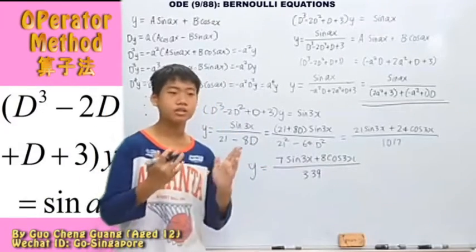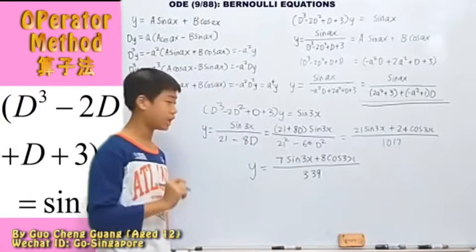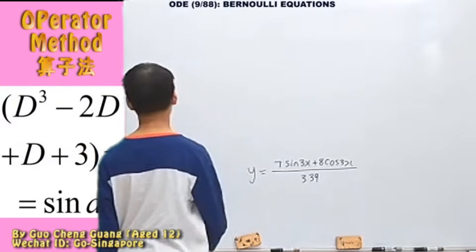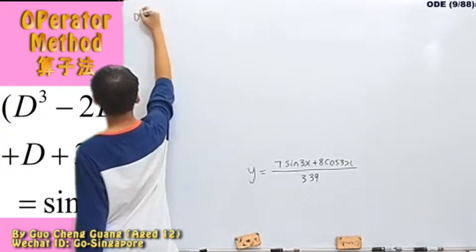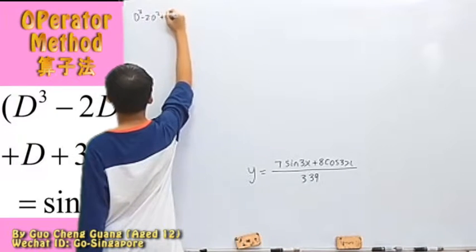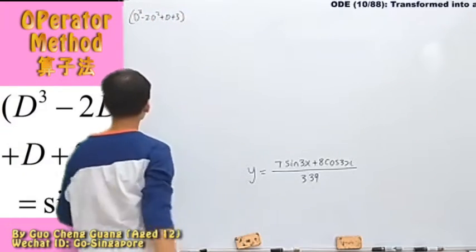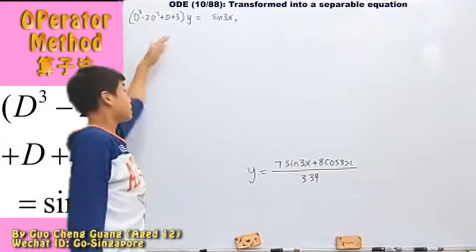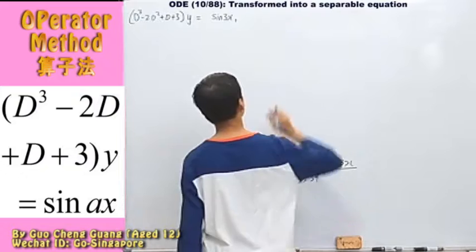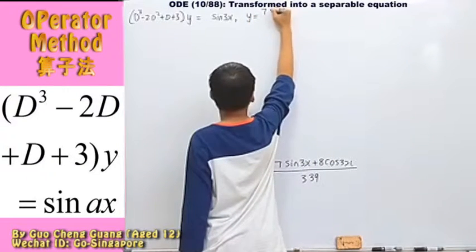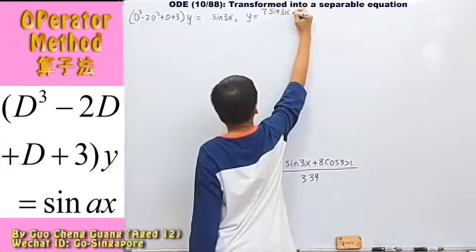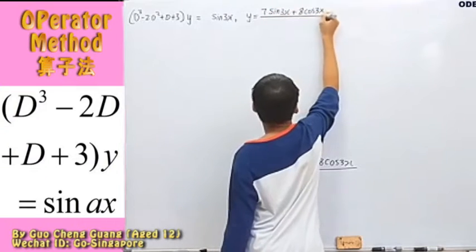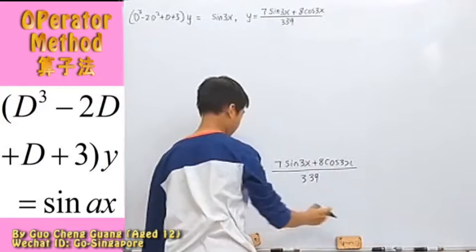But it's the first time that we're using this. Can we just directly say this is true? Let's check it. We can verify it right now. Let me write down that question again. The question is d cubed subtract 2d squared, add d, then add 3, where this d is differentiating for y, and it's equal to sine 3x. So this is the question that we had, and this is our solution. Our solution: y equals 7 sine 3x plus 8 cosine 3x, then over 339. So this part can be erased.